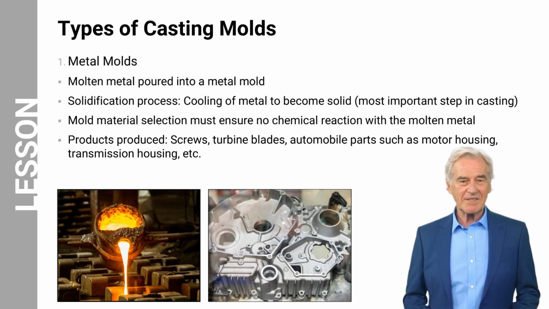After the casting process is complete, the final product is inspected to check for any imperfections, impurities, and finishing. The products produced by casting can be as small as screws or nuts and as large as turbine blades. Automobile parts such as motor housings, transmission housing, or fuel tanks requiring a hollow interior can be made easily using the casting process.